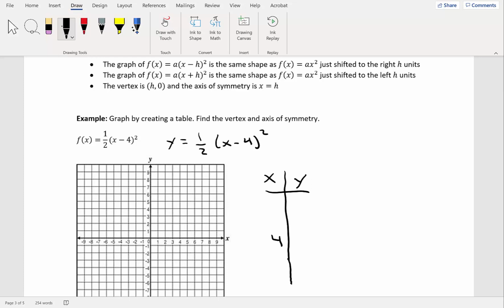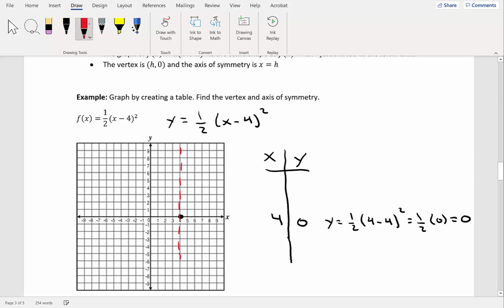That's going to help you find out what your vertex is. Okay, so now if I plug in 4 for my x, I get y is equal to 1/2 times 4 minus 4 and then raised to the second power. Well, 4 minus 4 gives me 0. So I have 1/2 times 0 raised to the second power, which is 0. And now 1/2 times 0 is 0. So I have the point 4, 0. This point over here is my vertex. And then I can draw my axis of symmetry. Remember, it always goes through the vertex.